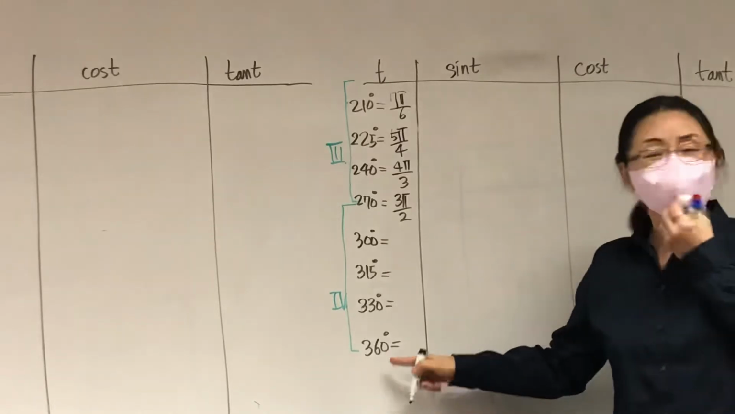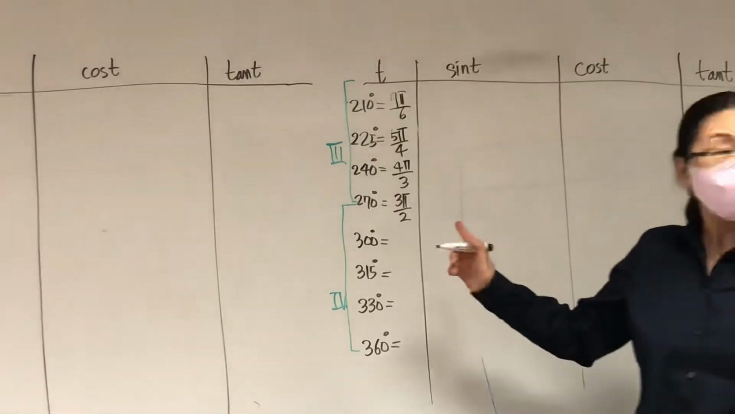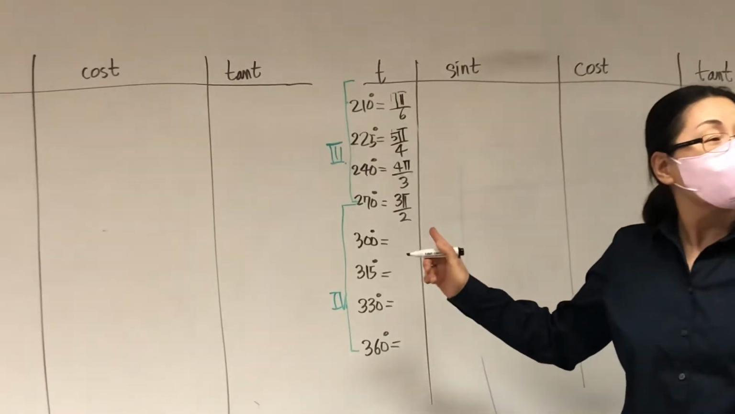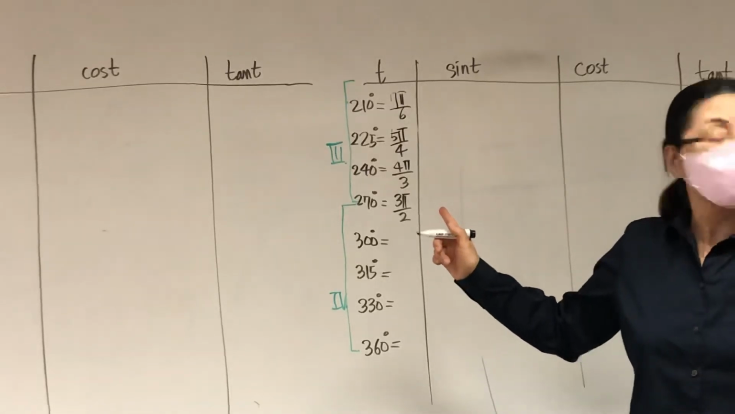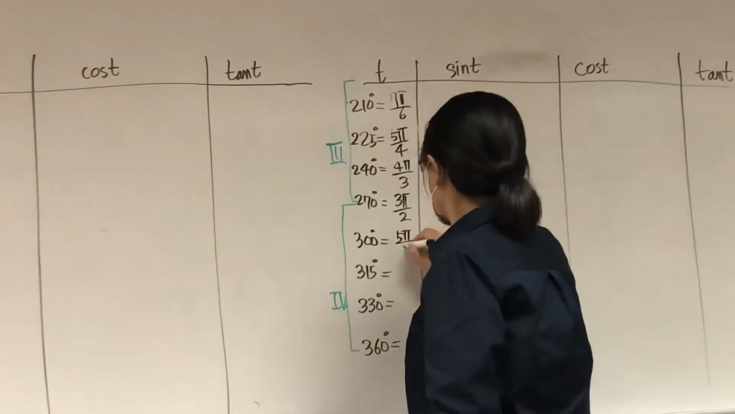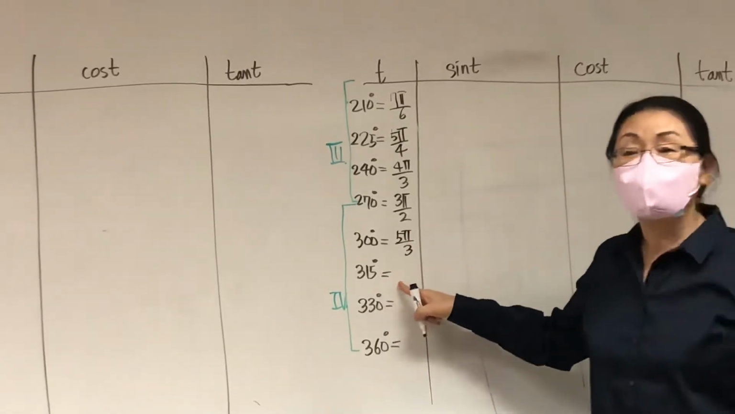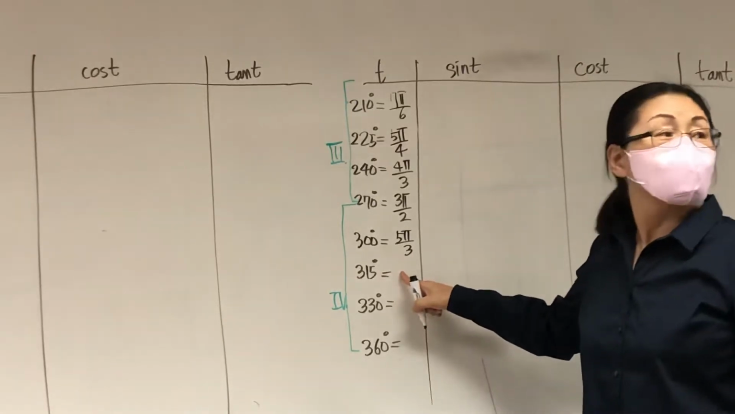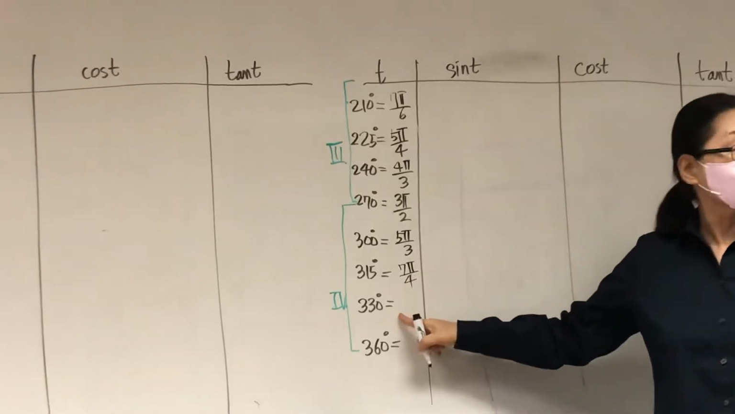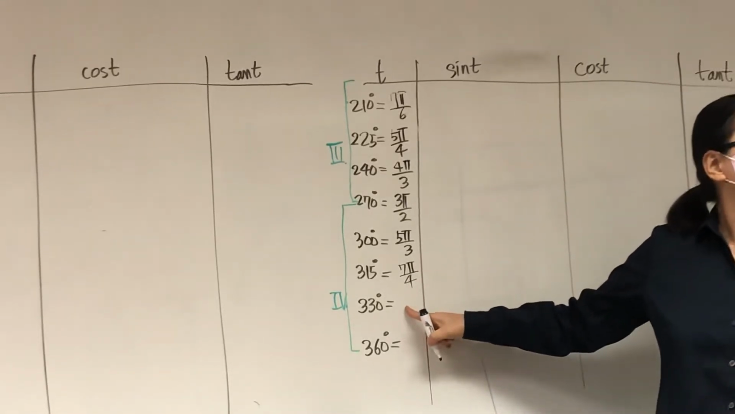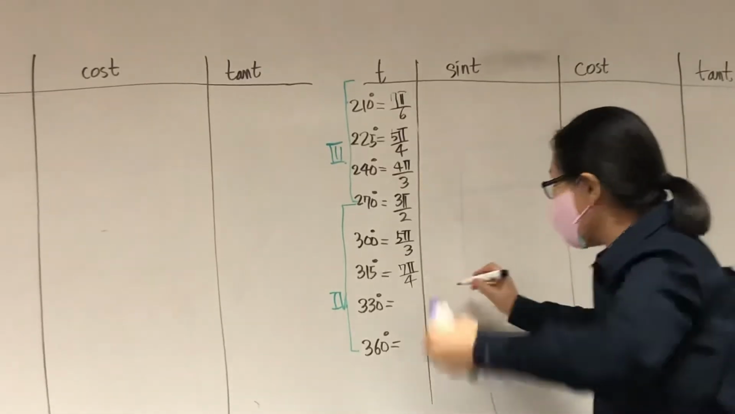You can think the opposite way. 360 minus 300 is 60, right? So what is it? 5 pi over 3. Good job. How about this? Subtract 45. 7 pi over 4. Good job. How about this? Subtract 30. 11 pi over 6. Good job.